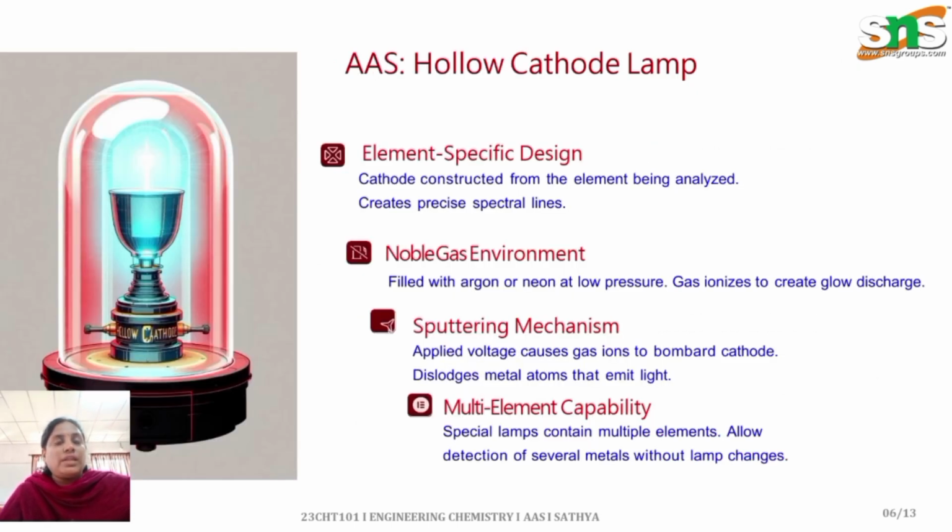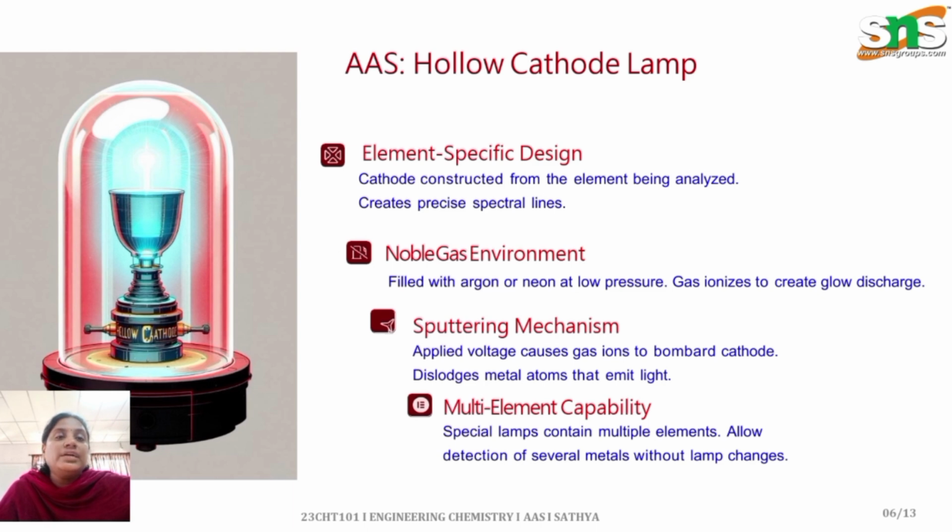The hollow cathode lamp is very important in atomic absorption spectroscopy. The cathode is constructed from the element being analyzed, so it creates characteristic spectral lines. In a noble gas environment, the lamp is filled with argon or neon gas. Here argon and neon are inert gases, that means noble gases. These noble gases, argon and neon, are maintained at low pressure.